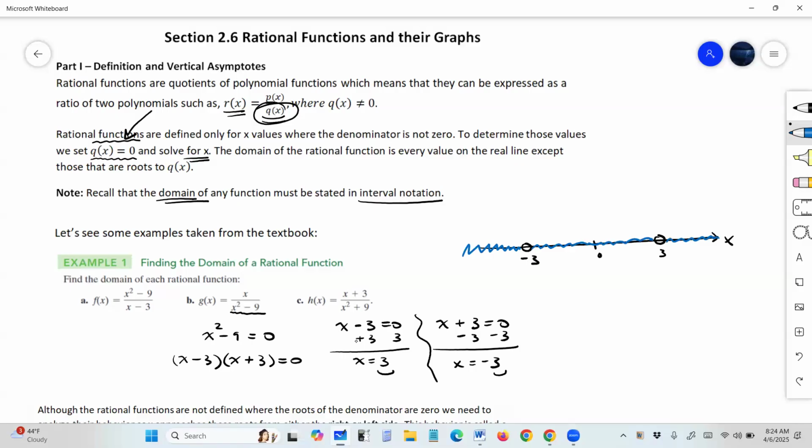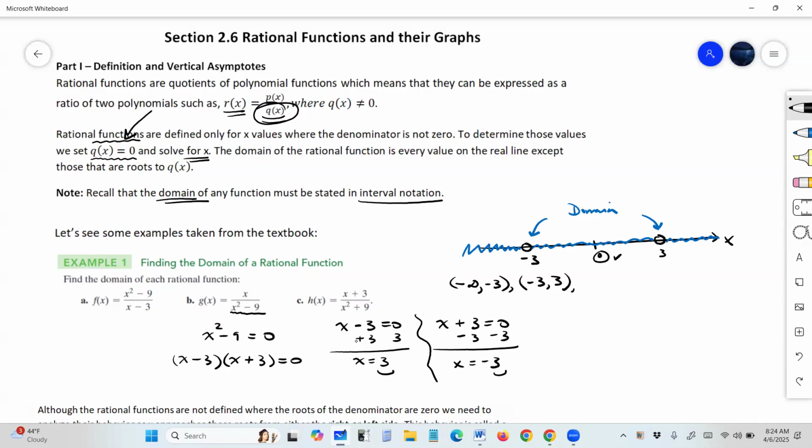Okay, so I'm writing in blue. So my domain is everything in blue. So again, except this location and that location. Now, once I have the domain, all I have to do is write it in interval notation. So from left to right, -infinity to -3, -3, all the way to 3.